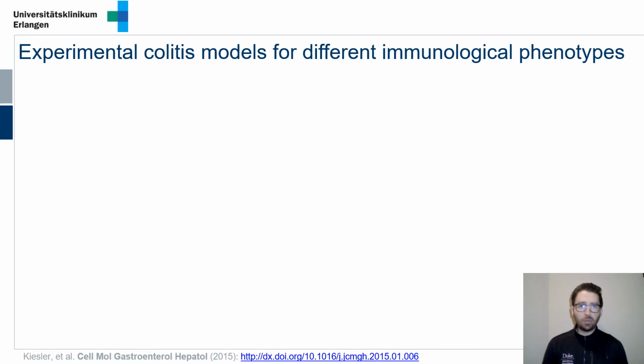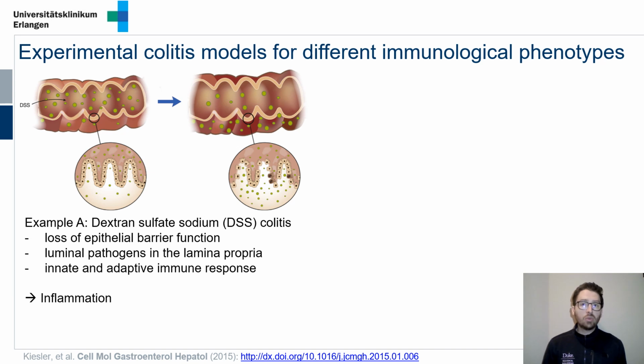So as you can see, this process is very complex with many different components interacting with each other. And in order to understand and investigate certain aspects of the disease, people developed many different experimental colitis models to just investigate certain components. One example would be the so-called DSS colitis, where the damage to the epithelium is triggered first, which then leads to a destruction of that barrier function and then to an inflammation later.